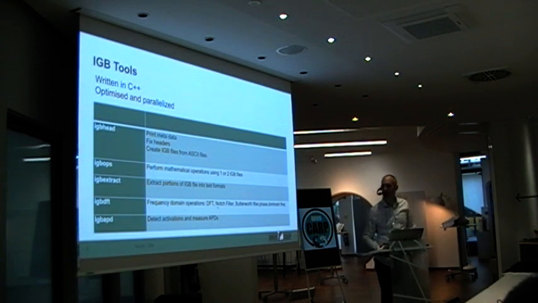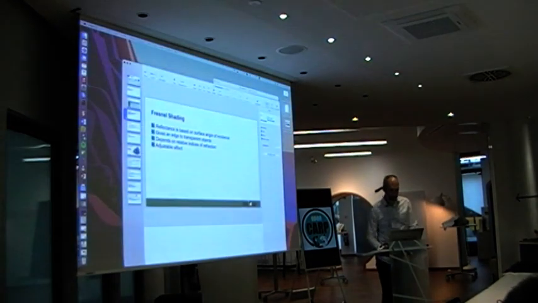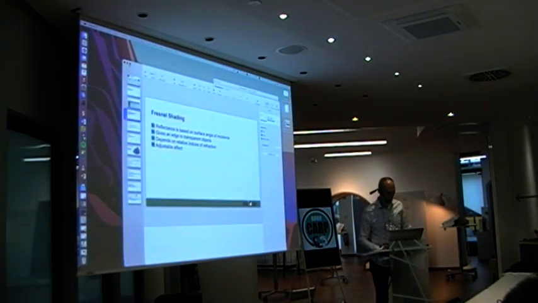Then you can do a bunch of frequency domain operations. Most notably, you can calculate phase and dominant frequency with just one command on the command line. And Igb APE detects activations in your tissue as well as measures APD automatically over the whole tissue, and there's a bunch of parameters to determine exactly how you measure it. So with that, why don't we go into examples.